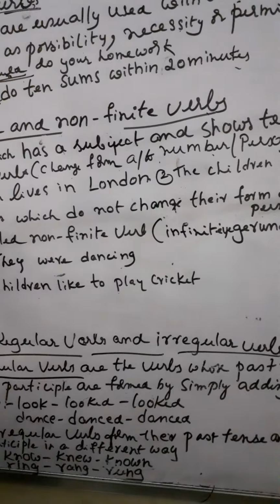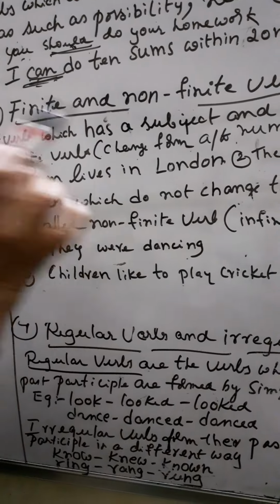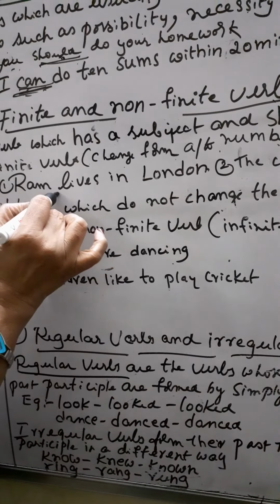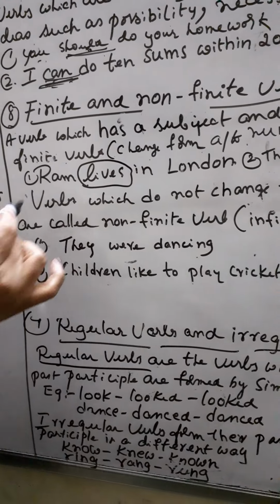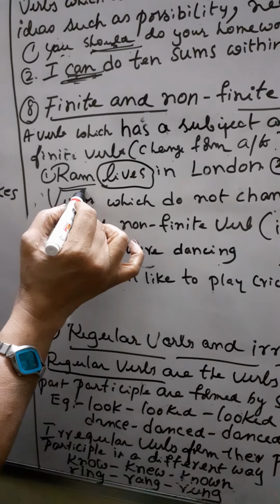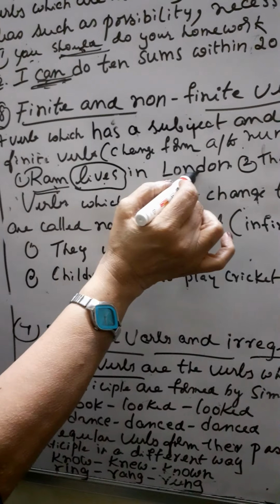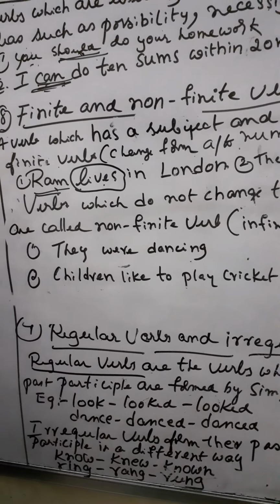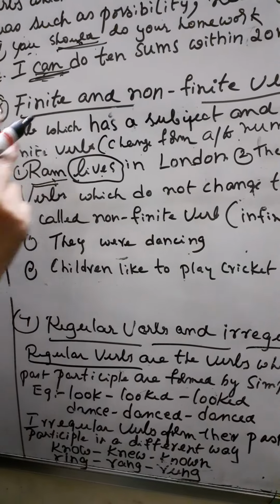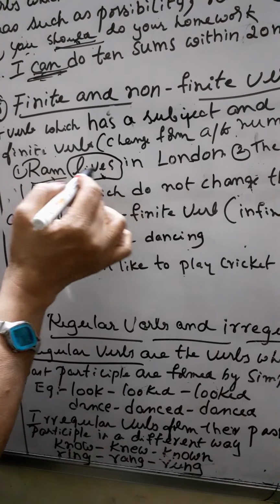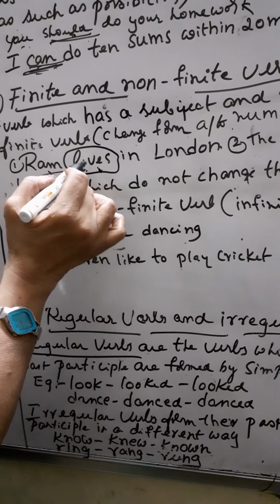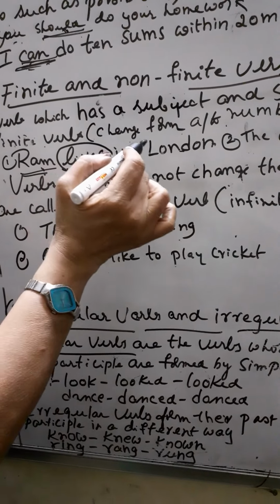Now I explain to you. Ram lives in London. Now it is a finite verb. Why? Now see, Ram is the third person. Ram lives in London. Now if I use first person, I live in London, it will change. We live in London, it will change. That is why it is known as a finite verb.